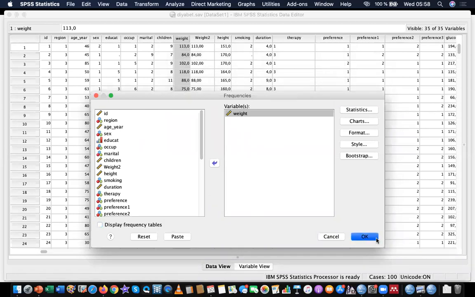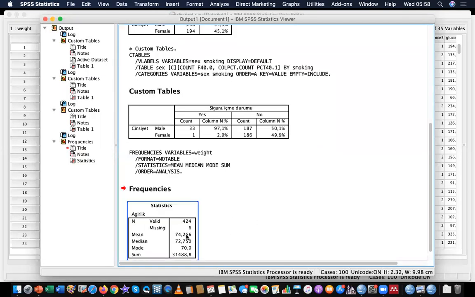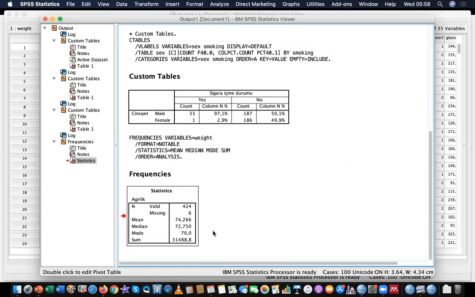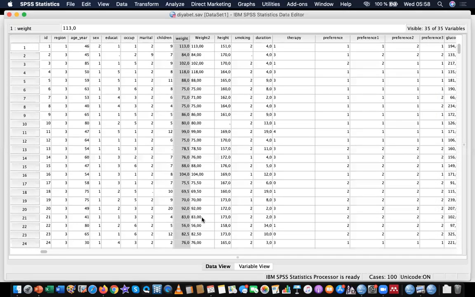And just unclick this. Okay, you see here the mean is 74, the median is 72. The mean is more than the median. Why is the mean larger than the median?